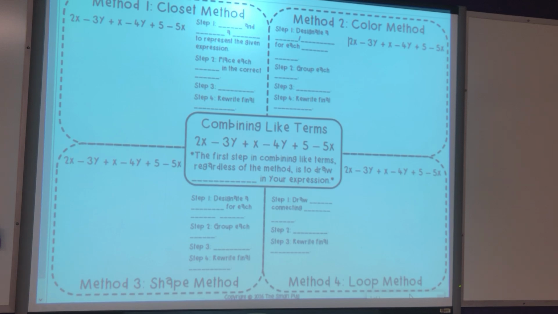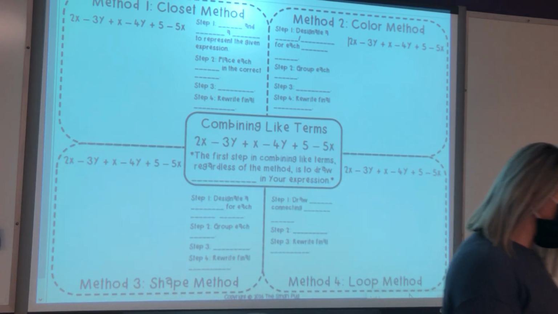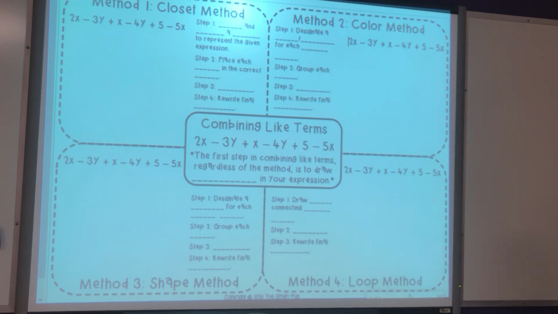As you can see, we have 4 different methods we're going to use for combining like terms. We are going to go through each method, and then you can decide which method you want to use. Or if you want to do a combination of methods, you can. I don't really care as long as you know how to do it. I'm not going to say you have to use this method. You guys know I don't like to put you in a box. So I want you to look at these methods and choose what works best for you.